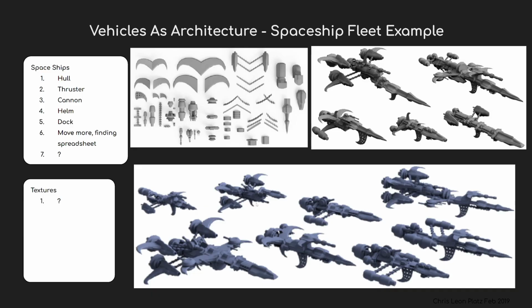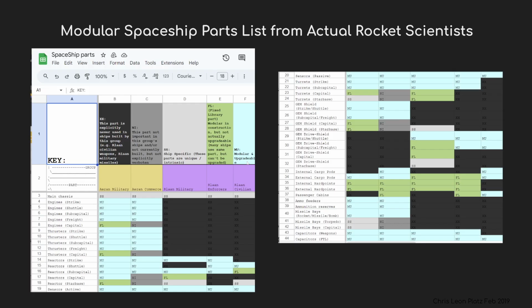I have a note for myself from some years ago. I never got back to it apparently. But here's the modular spaceship parts from actual rocket scientists. I forget the gentleman's name down at UC San Diego, talking about rocket thrusters, it was Daniel Horn, and his friend were looking at Vega Strike.